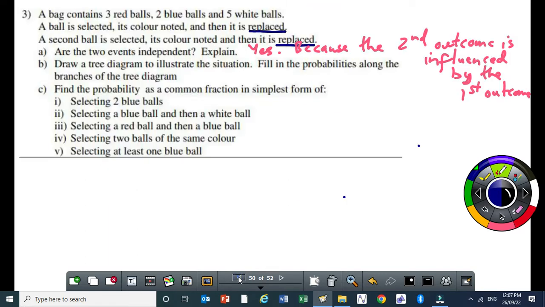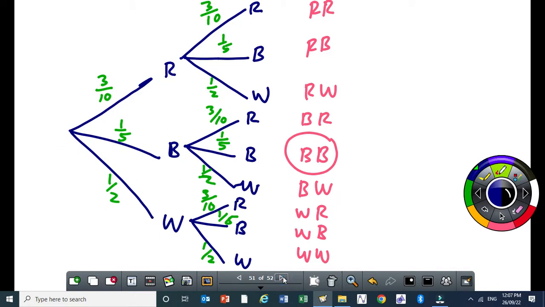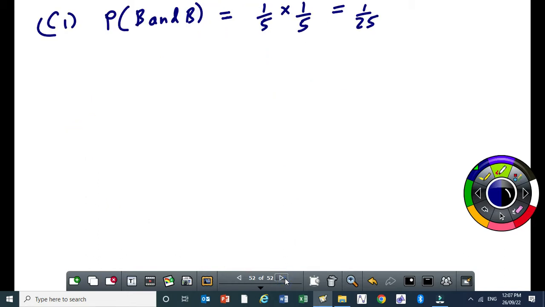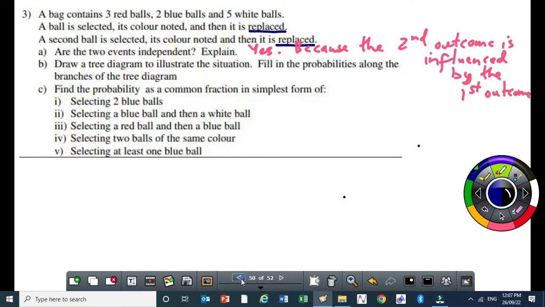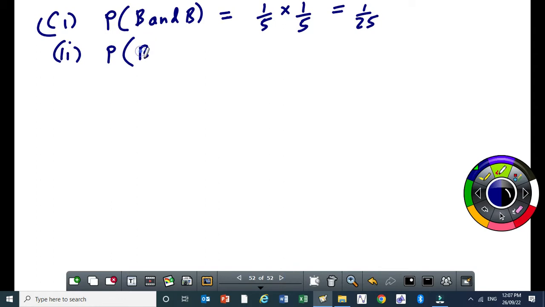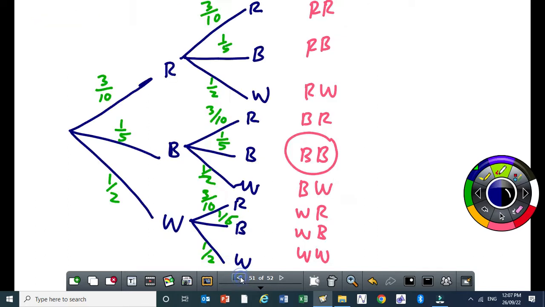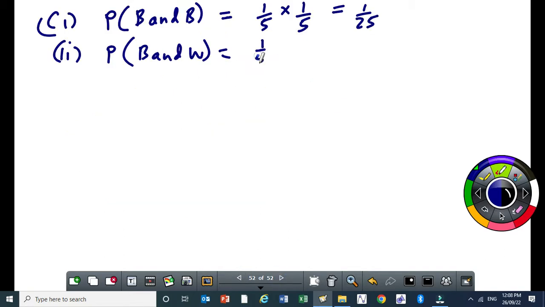Right? Then the next one. Selecting a blue ball and then a white ball. So, we have a blue one, then a white ball. So P, B and white. That would be 1 over 5 times 1/2. 1 over 5 times 1/2, you get 1 over 10.